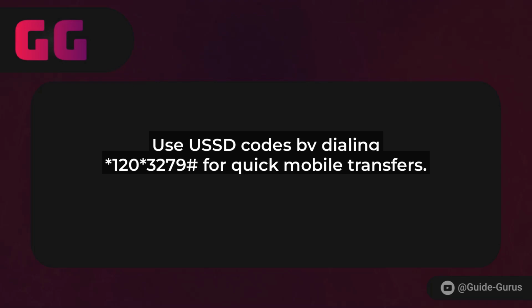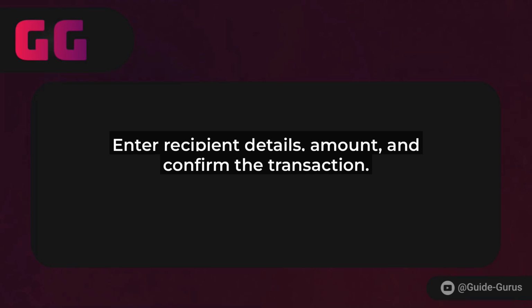Simply dial *120*3279# on your phone, follow the prompts to log in, and select the transfer option. You'll need your PIN ready. Enter the recipient's account number, the amount, and confirm the transaction. This method is quick and works even in low-signal areas, which is a game-changer for 2025's unpredictable connectivity.